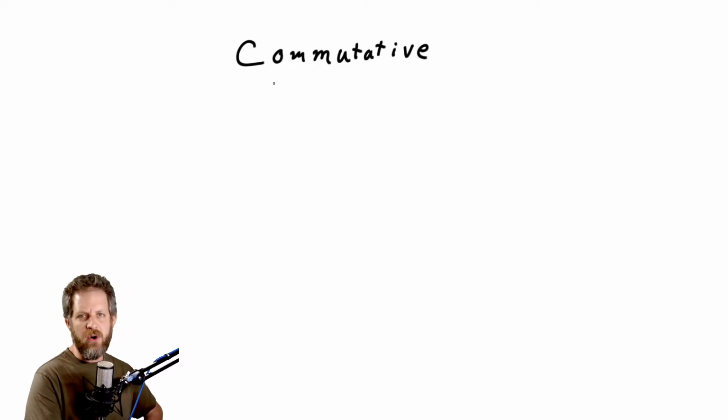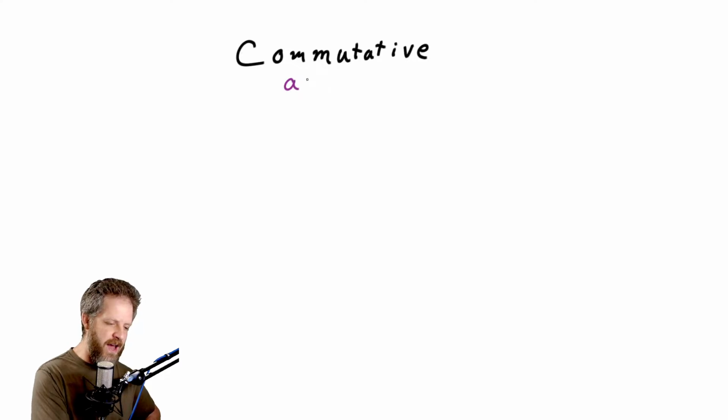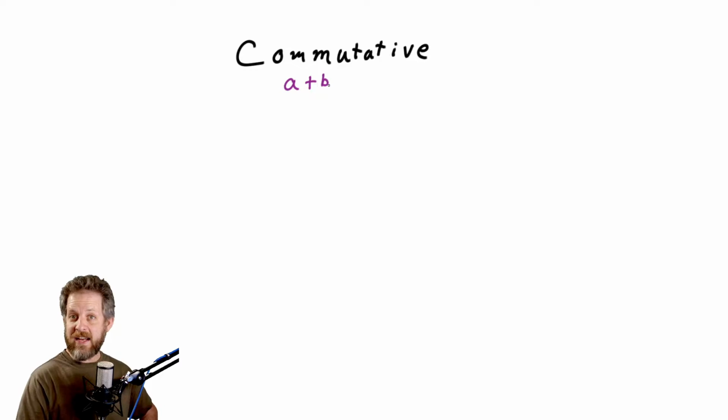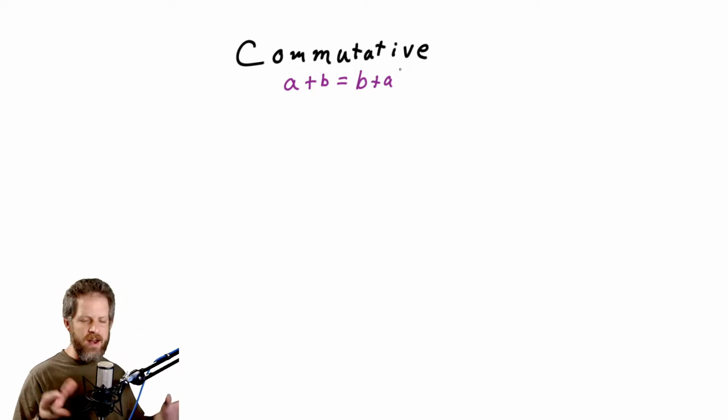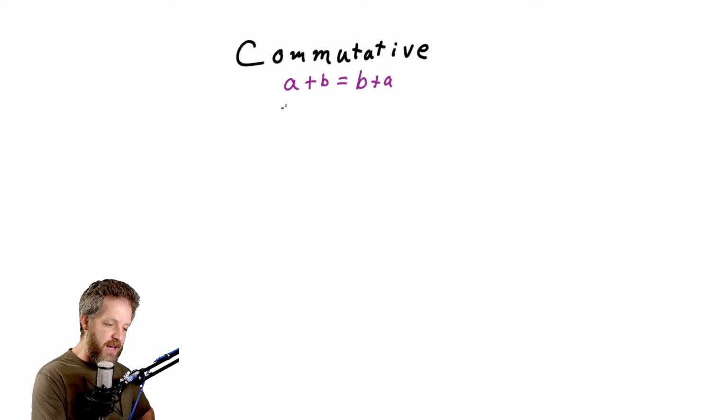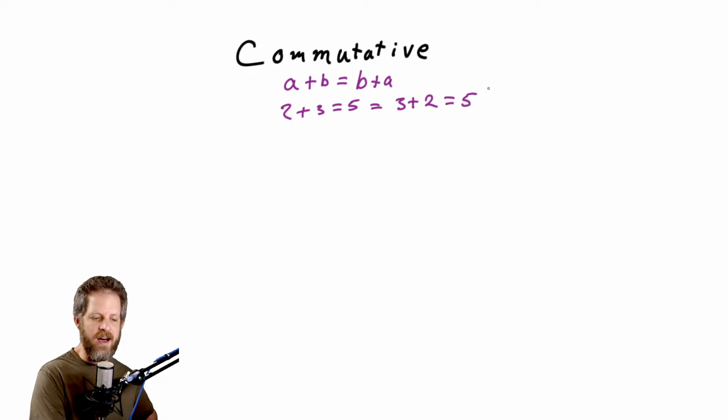Let's put a little bit of meat on that and see if we can flesh it out a little bit. So in generic terms, what the commutative property says is that if we have A plus B, that is the exact same thing as B plus A. So we've taken and we've rearranged the things. So in practical terms, what does that mean? Well, that means that 2 plus 3 equals 5, and 3 plus 2 also equals 5, right?